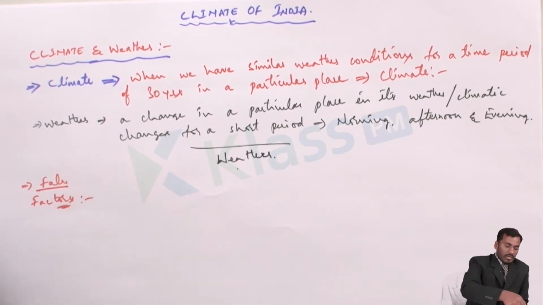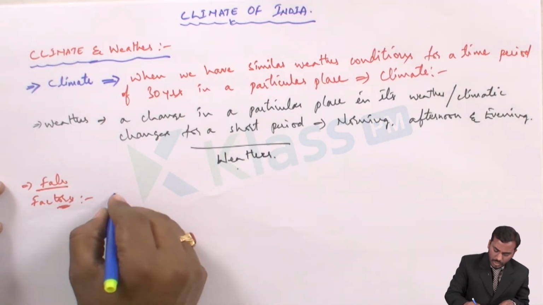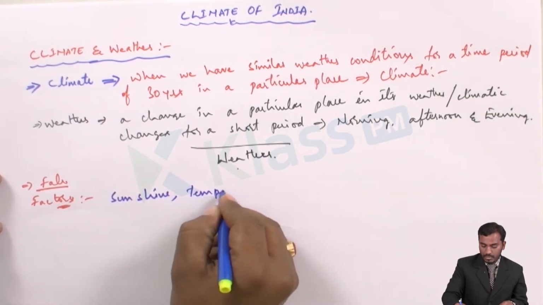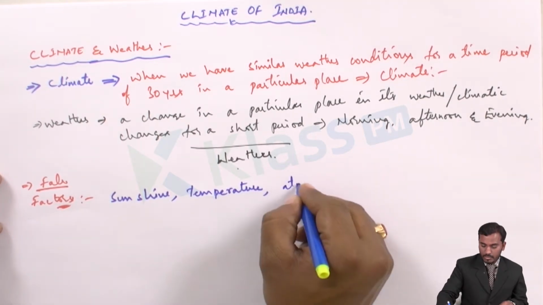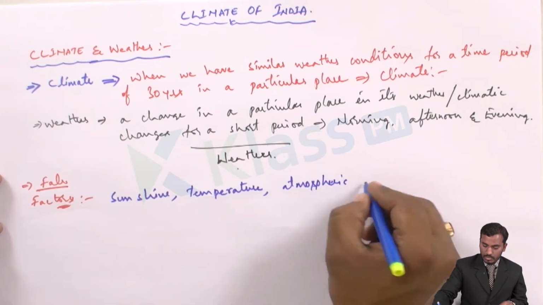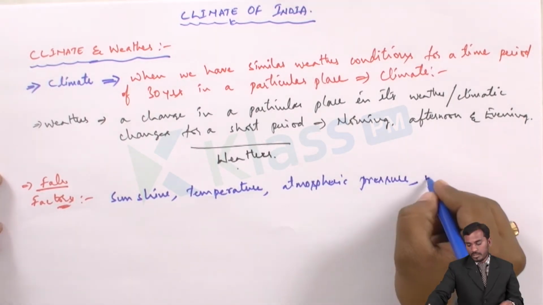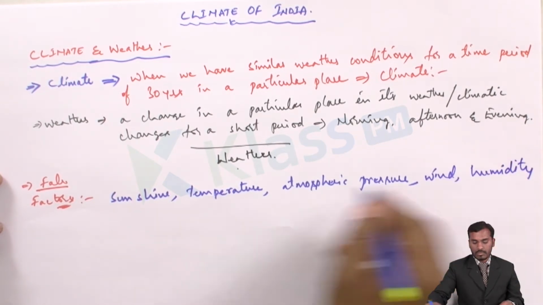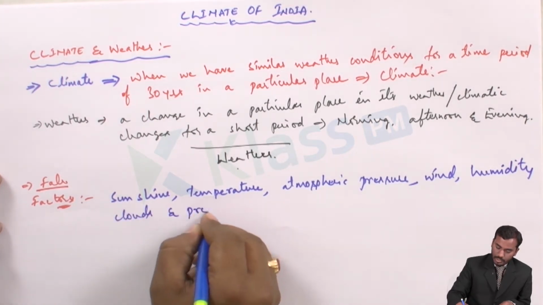Factors affecting climatic conditions. So we have some of the elements, particularly sunshine, then temperature, then atmospheric pressure, and then winds, humidity, clouds and precipitation.